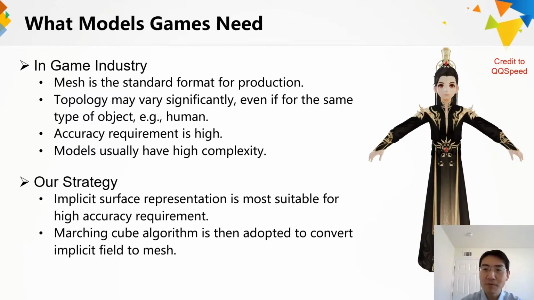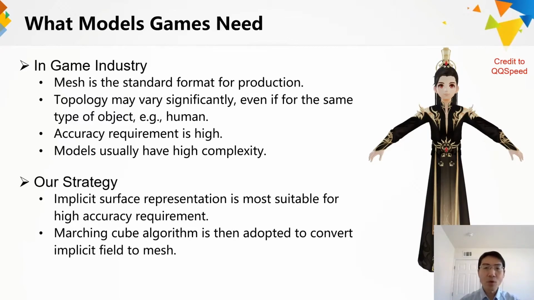For example, for humans, here is a model example from the QQ Speed game. We can see that although it is a regular human shape, the clothes could be very complicated. So it requires very high accuracy. For example, we can see many details in the clothes. In the game industry, we need to reconstruct these details. Otherwise, it is not very pleasing, and the users will not be satisfied. So the models usually have very high complexity.